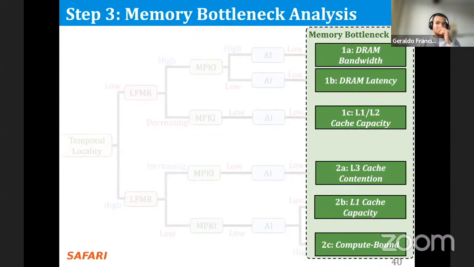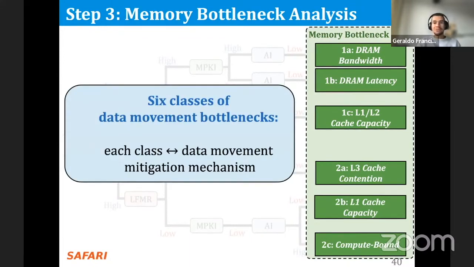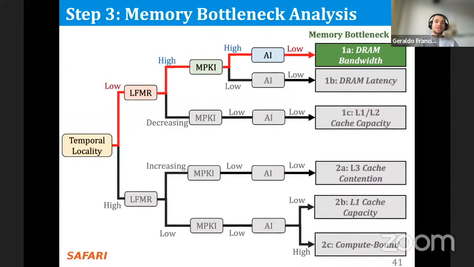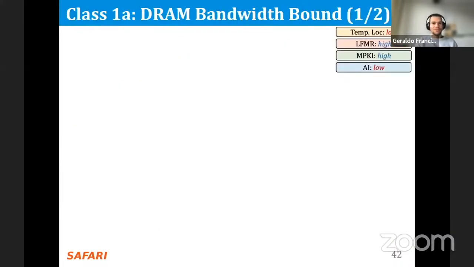With such classification, we analyze how the functions in each class correlate with different data movement mitigation mechanisms in terms of performance and energy using our scalability analysis. Next, we look in detail at the scalability analysis for the DRAM bandwidth bound applications.